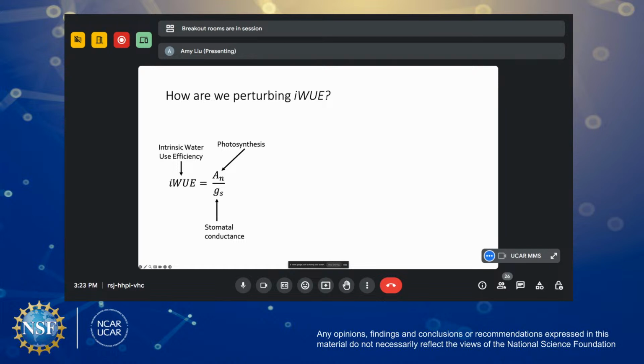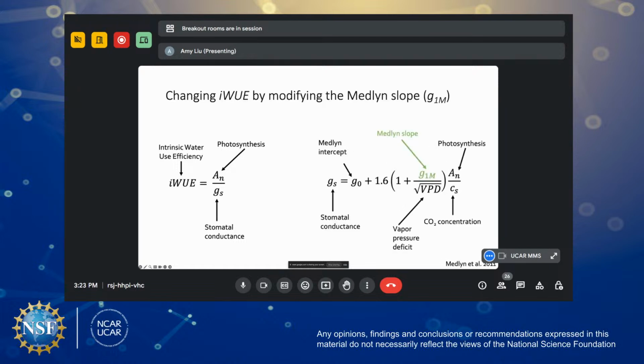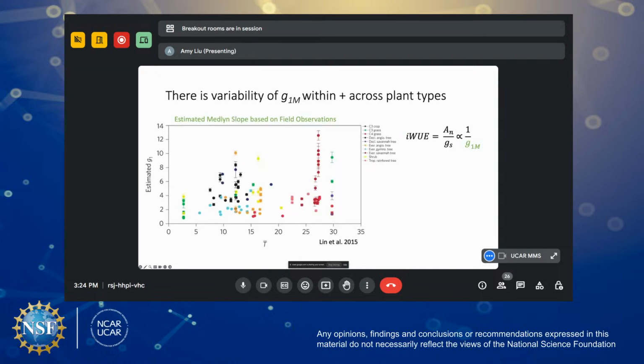So how exactly are we perturbing intrinsic water use efficiency? We're perturbing it by modifying the Medlyn slope parameter in the Medlyn model for stomatal conductance that's used in the land model, the equation on the right. The term highlighted in green is the Medlyn slope parameter, and that is what we are modifying to change the intrinsic water use efficiency. If we look back at the intrinsic water use efficiency equation, we can see that the Medlyn slope is inversely proportional to intrinsic water use efficiency. So there is uncertainty in intrinsic water use efficiency, and this stems from the Medlyn slope parameter.